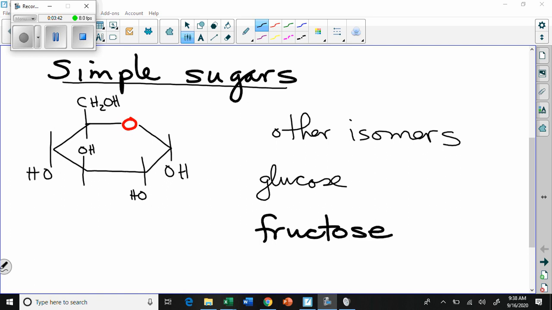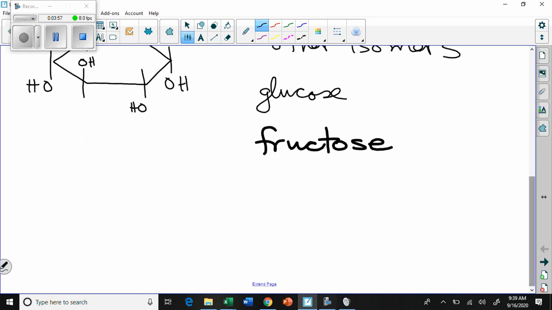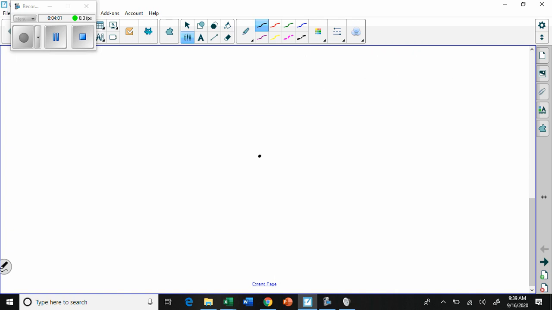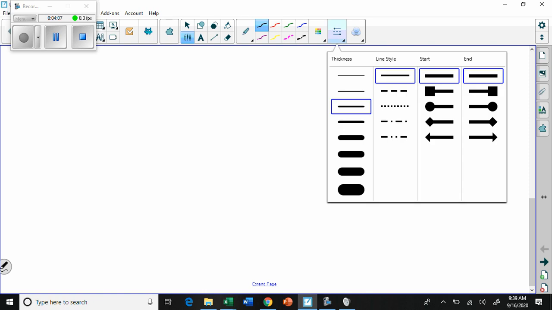This glucose molecule is like a unit. It's like a Lego block. And it's possible to stick it together with another glucose molecule. So let's look at how that might take place. Let's draw our glucose molecule again, and we're going to have to draw two beside each other, so make sure you leave room for that.